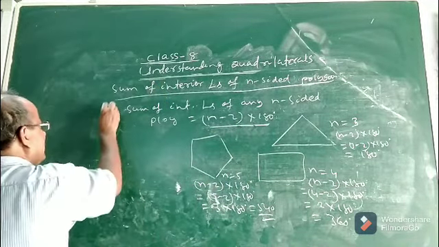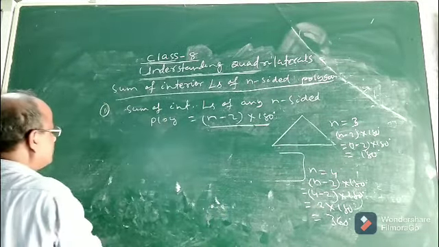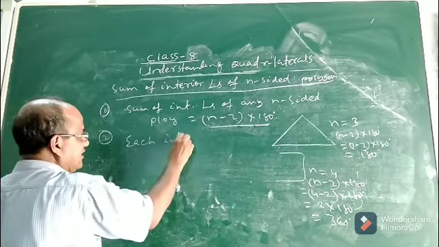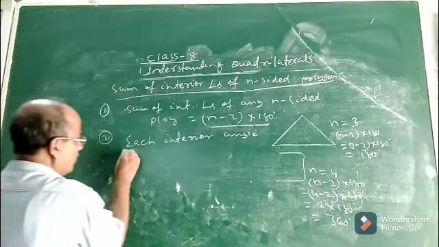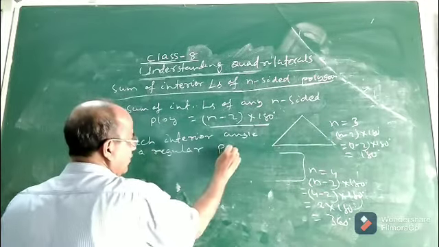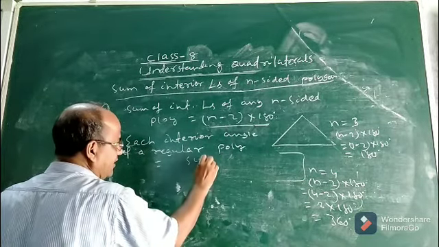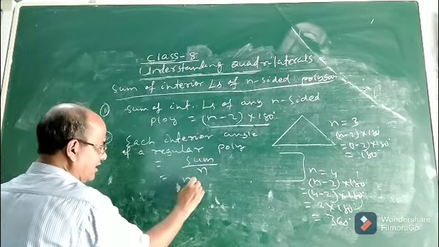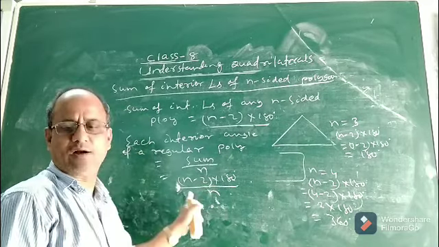So this is another formula, please remember. I am writing the other formula which you will apply in problems. The measure of each interior angle of a regular polygon. How to find the measure of each interior angle of a regular polygon? It is the sum divided by n. You see, the sum of interior angles divided by n. That means n minus 2 into 180 divided by n. This will be the formula to find it.